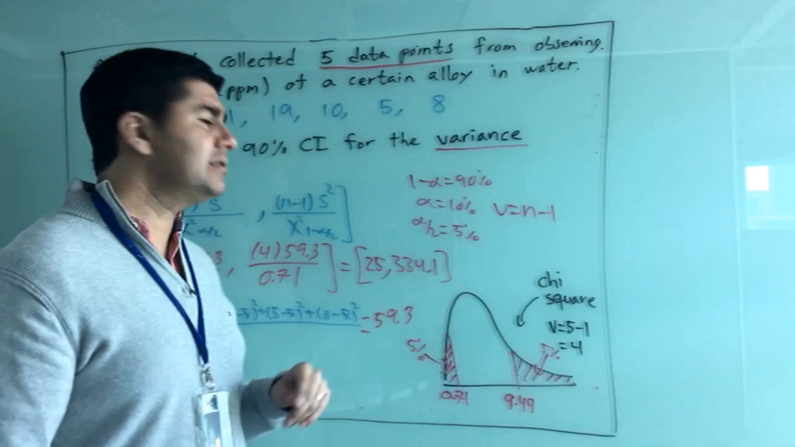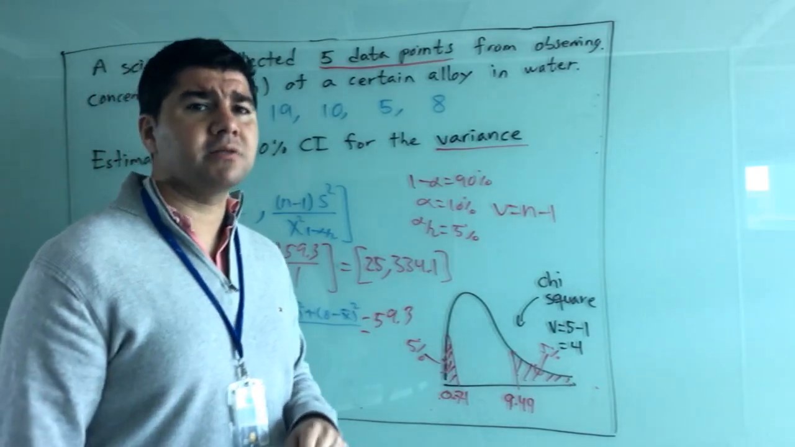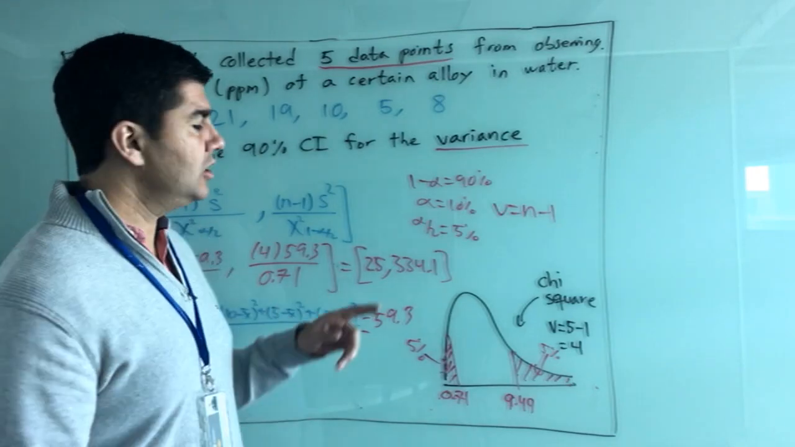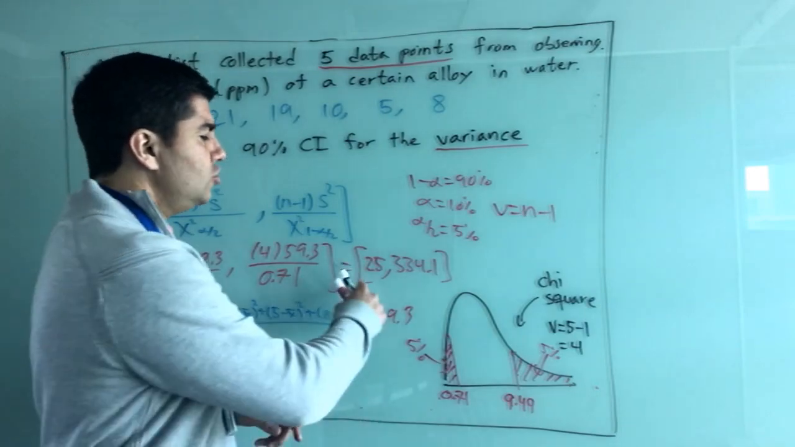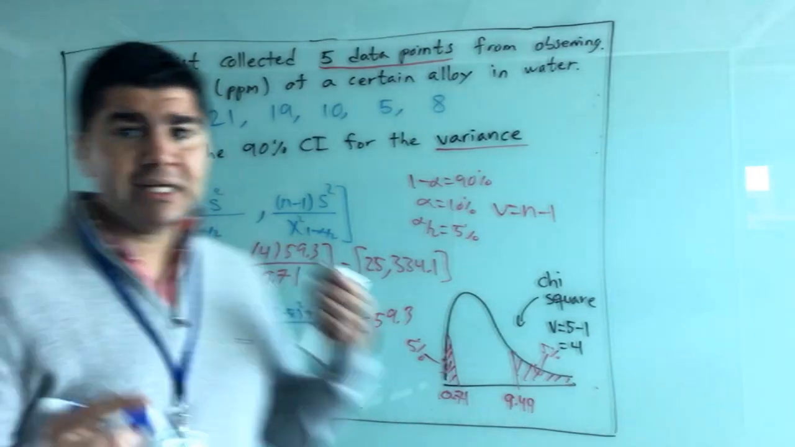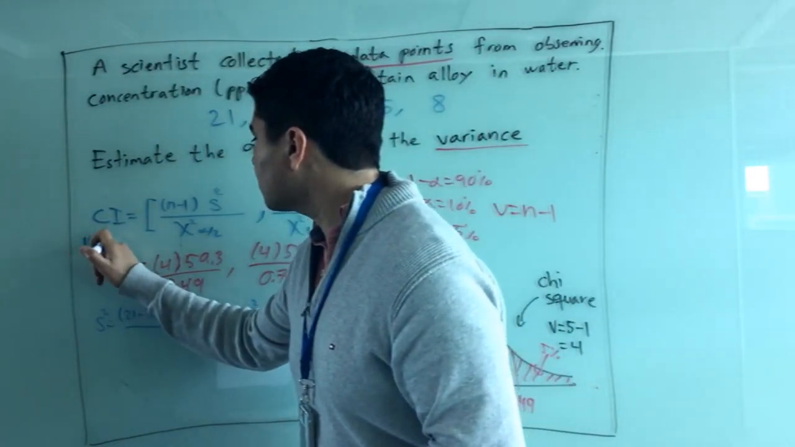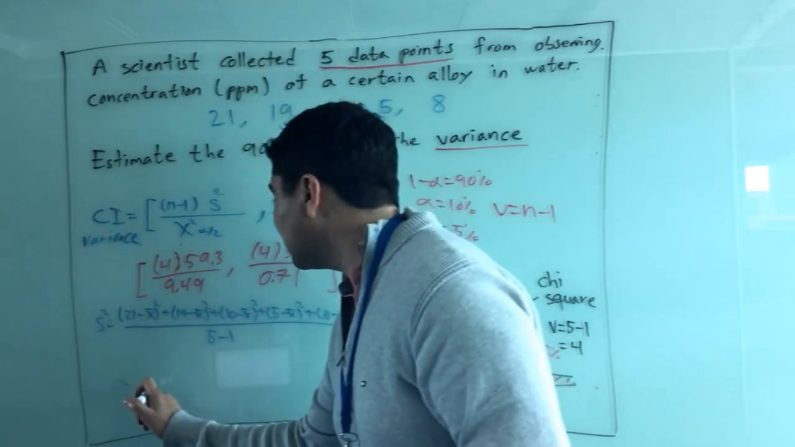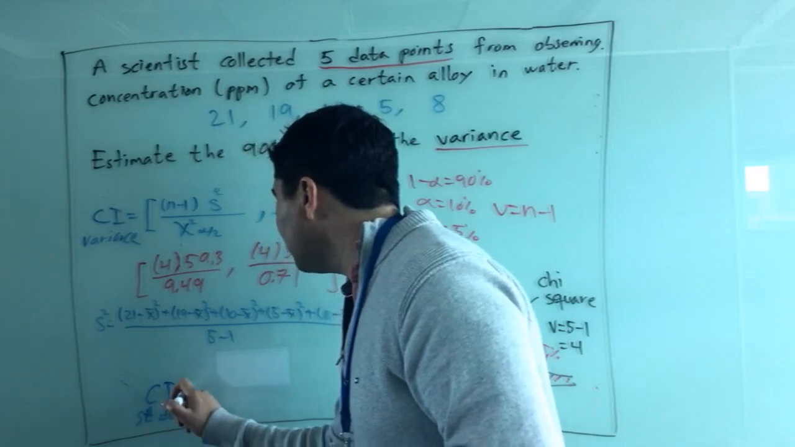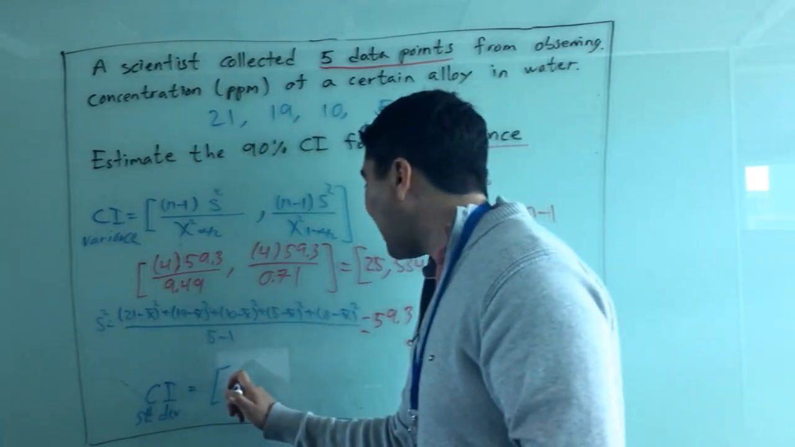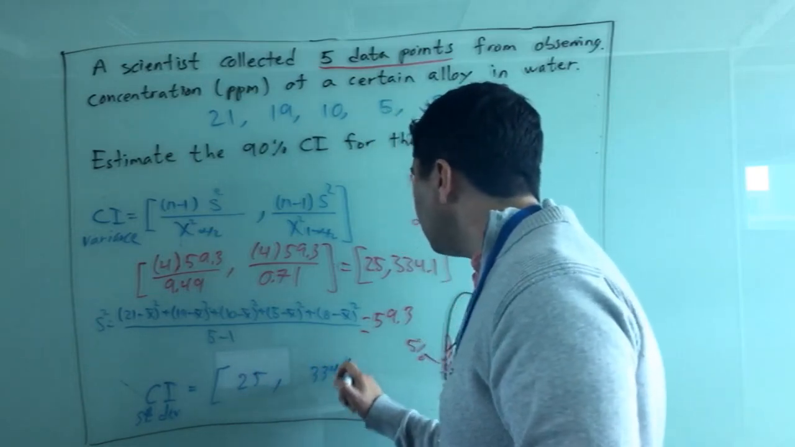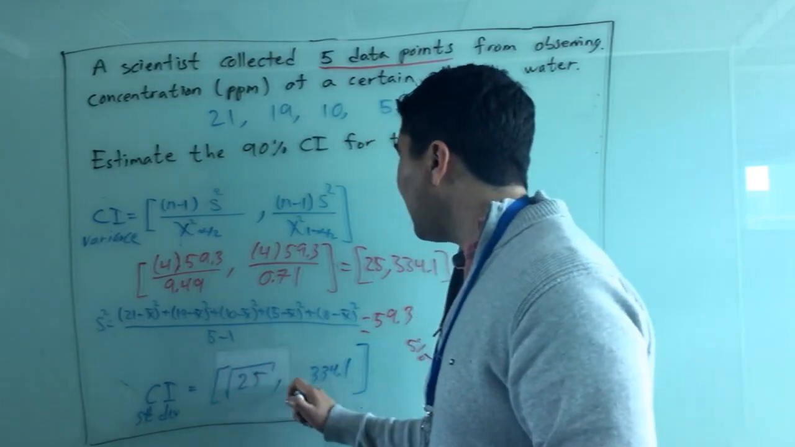What will happen if we are not interested in the variance, but in the standard deviation? Remember that the standard deviation is the square root of the variance. So the only thing that you will need to do is to take the square root of both. In other words, this is the confidence interval for the variance. If what you want is the confidence interval for the standard deviation, the answer is pretty much the same, again 25 and again 334.1. So what is the difference? We are going to apply a square root.